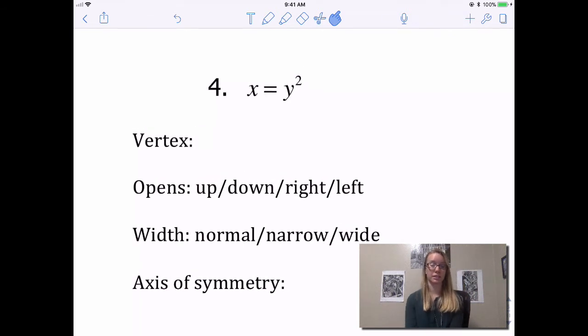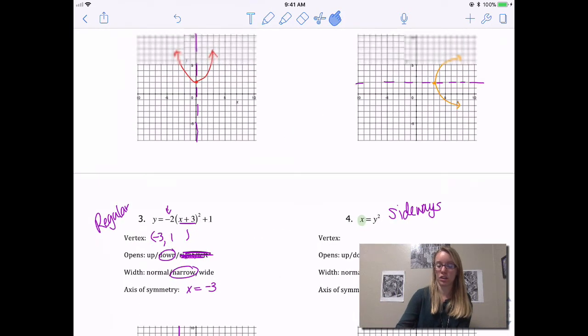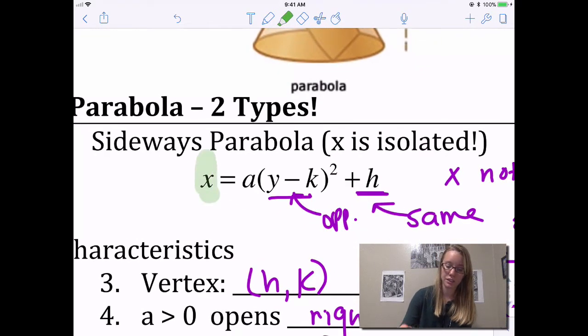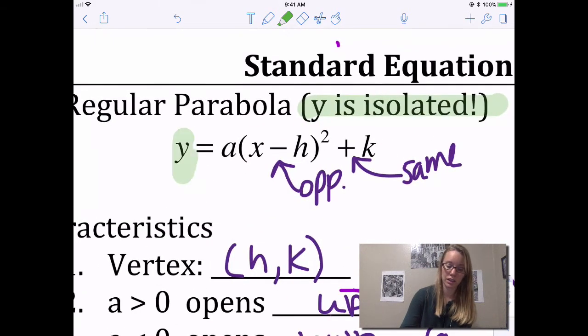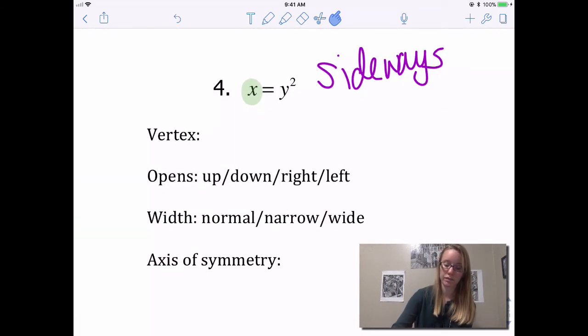All right, this is a pretty simple looking parabola, but sometimes the simple ones get us. So first I have to decide, is this a regular or a sideways parabola? And that comes from which is isolated, but they kind of look like they're both isolated. So x is the non-squared variable. So if x is not squared, then this is a sideways. And if you forget, go back up to your boxes and say sideways parabola. Oh, look, x is not squared. Here, regular, y is not squared. So since x is not squared, we've got a sideways, right?